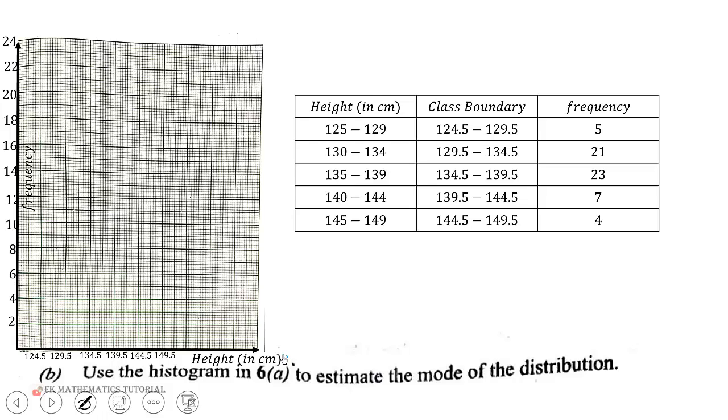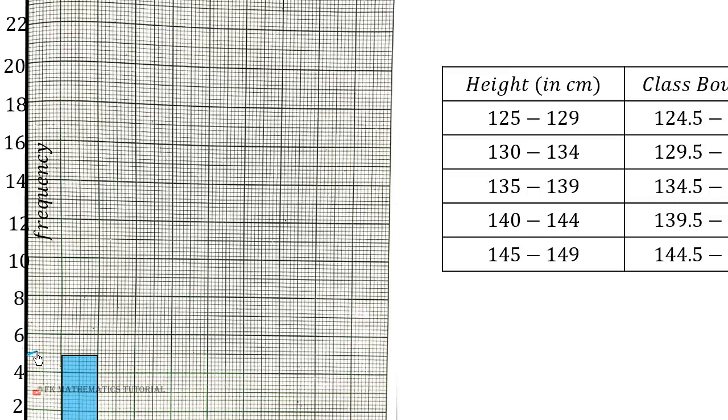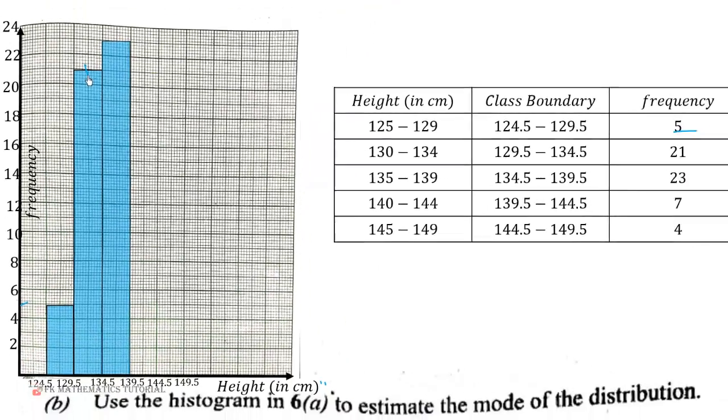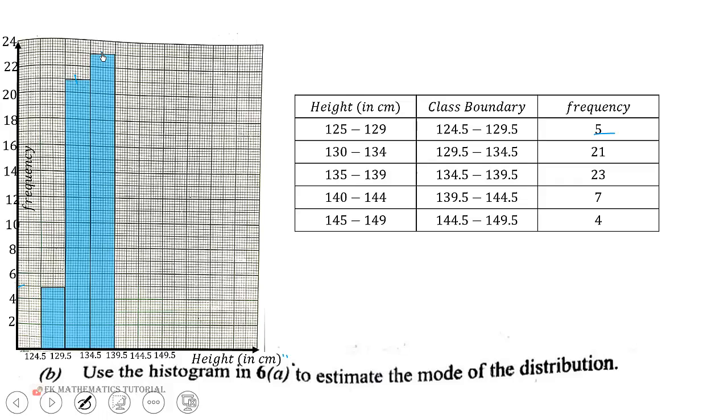So we can now draw our histogram. The first one will take a height of 5. So that is what we have here. The next one will take a height of 21. So 21 is here. And the next one will take a height of 23. So 23 is here. And the next one will take a height of 7. And the last one, a height of 4. So that is our histogram.